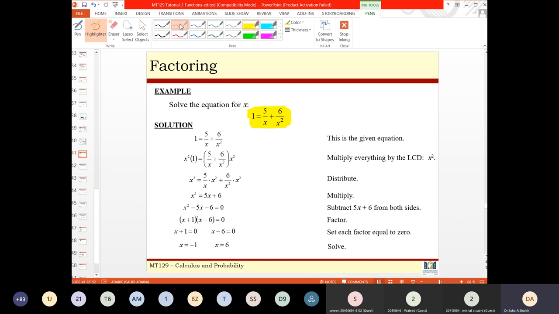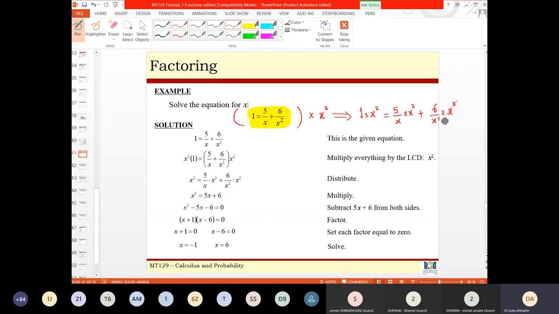Now we don't multiply only with x. We will multiply with x squared, because the biggest power of x at the bottom is x squared. This will lead me to the following: 1 times x squared equal to 5 over x times x squared plus 6 over x squared, multiplied with x squared. And we see if we have a cancellation.